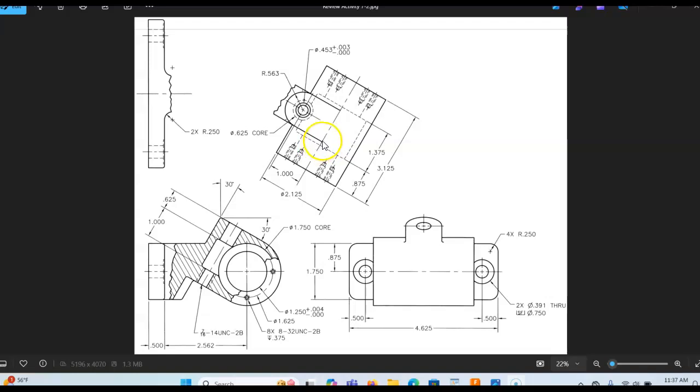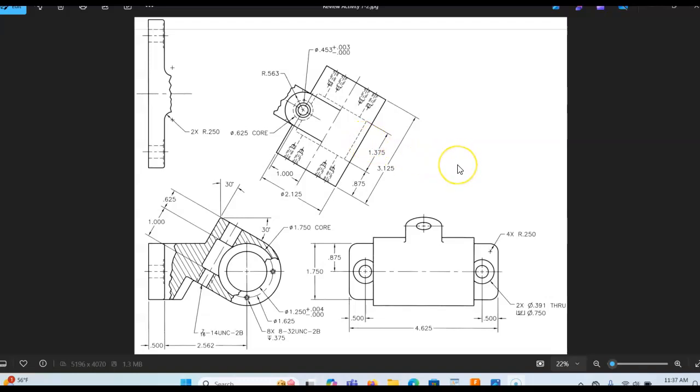So as we take a look at this, we see the front view, which is actually a section view. We have the right side view. Notice no hidden lines are present. We have a partial top view and we have a partial auxiliary view. So that answers the questions there for number one.